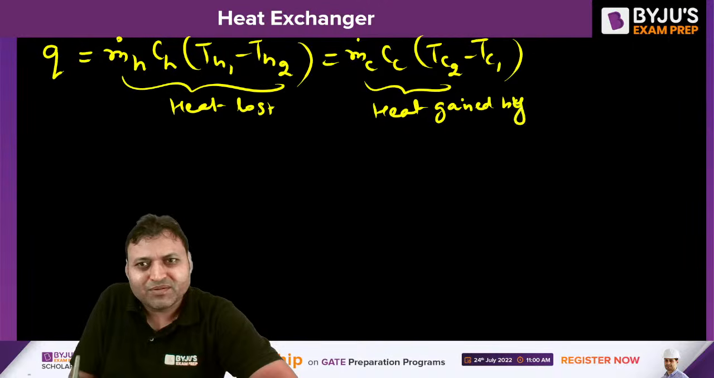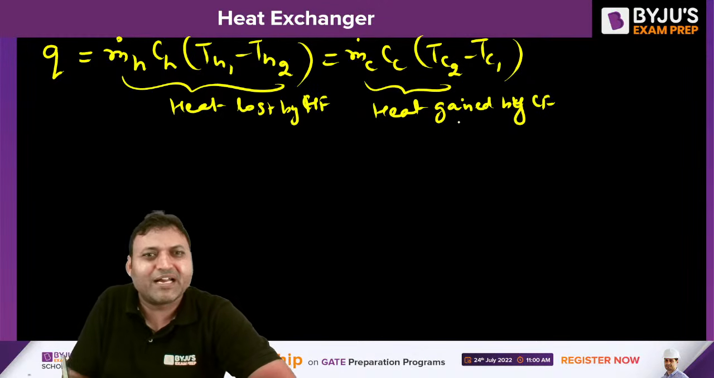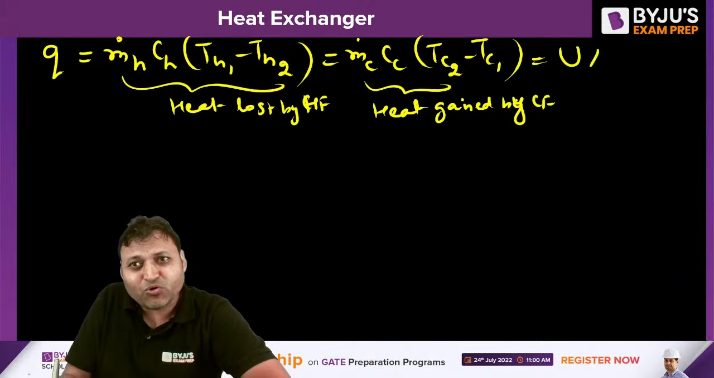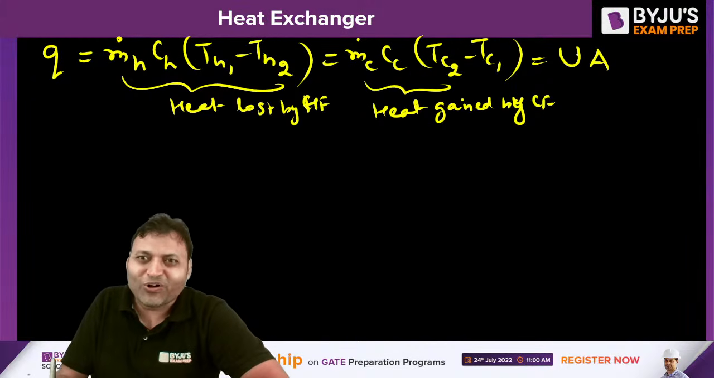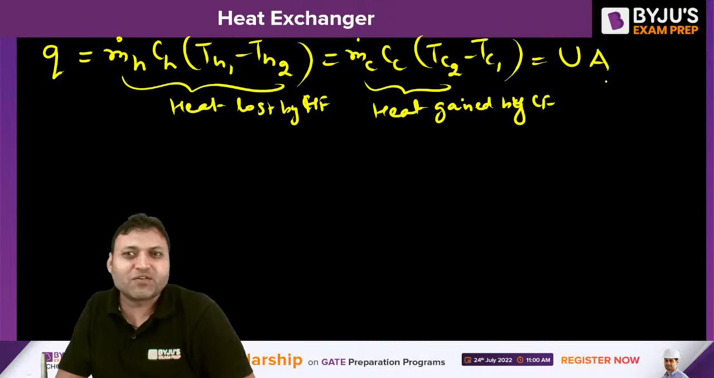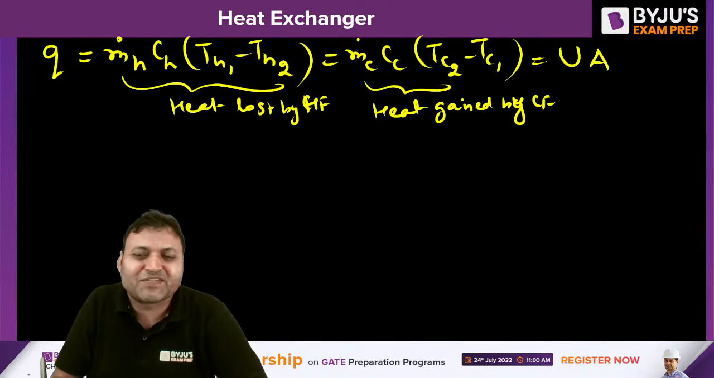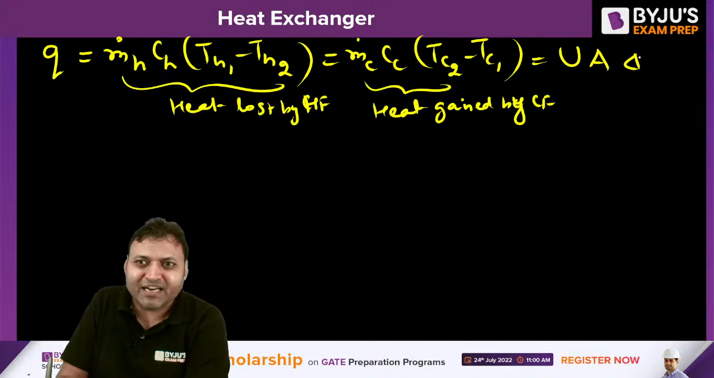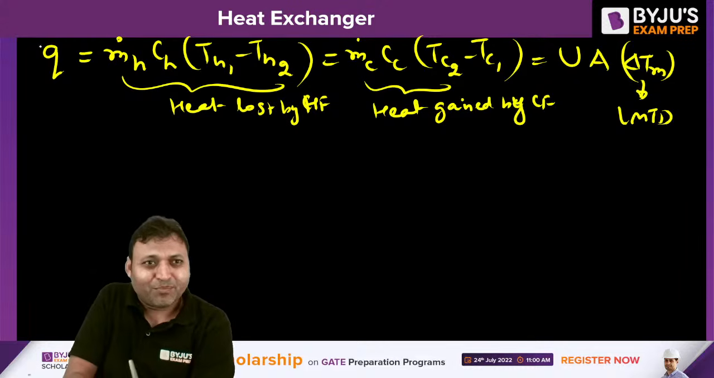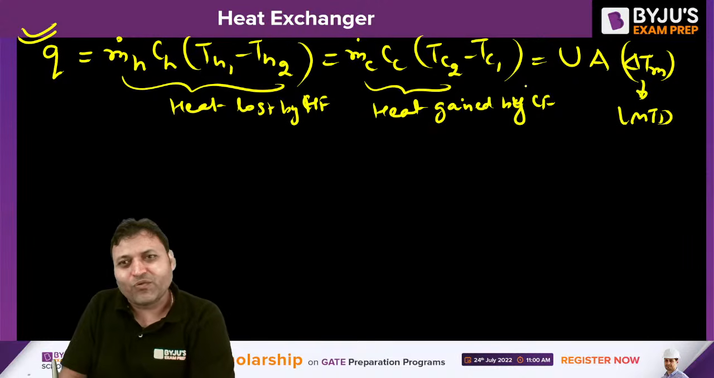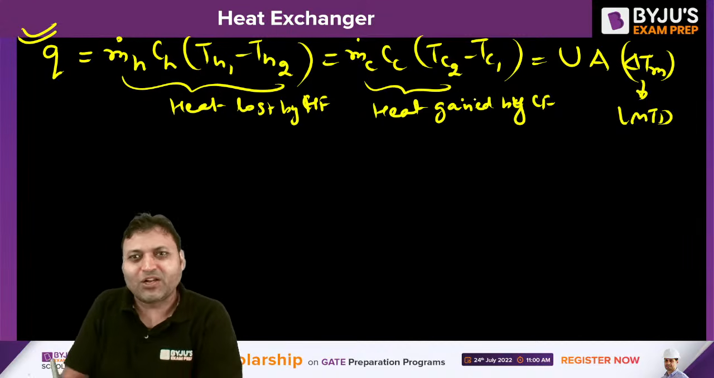Energy conservation equation: heat lost by the hot fluid is equal to heat gained by the cold fluid, and that will be equal to U into A into LMTD. U is the overall heat transfer coefficient, because it has the combined modes of heat transfer, conduction as well as convection. So overall heat transfer coefficient into area of the heat exchanger into LMTD. By using this expression, we can find the value of A.